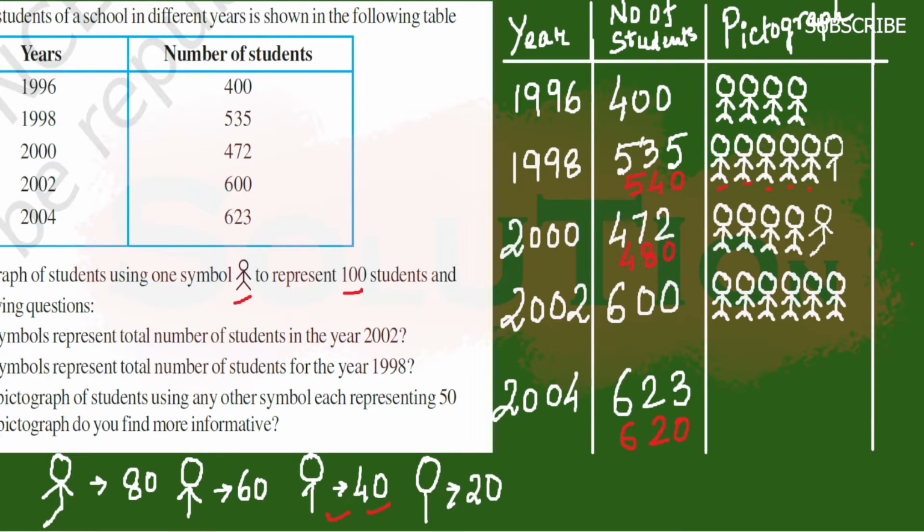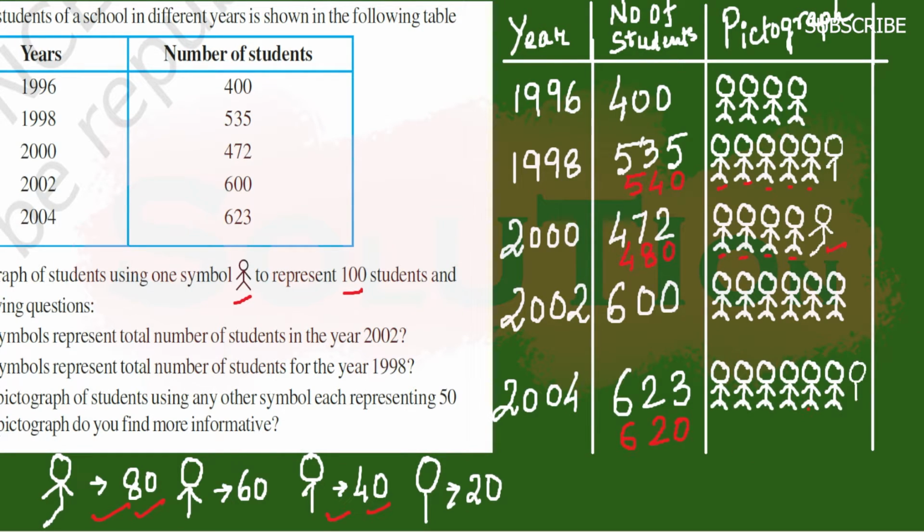Now let us take 480. I have written 4 human beings, which represent 400, and then to represent 80 I have taken the symbol from below. I have removed 1 leg, that means 80. So this is how I can represent 480.